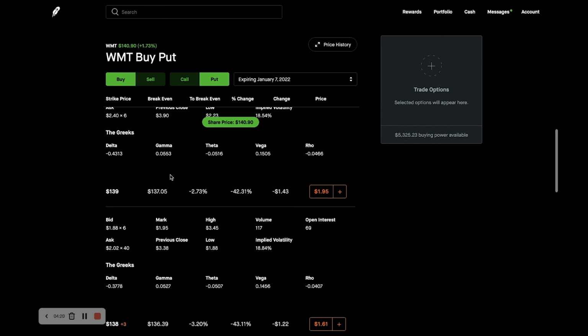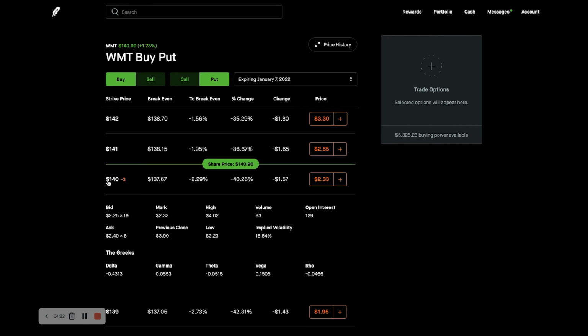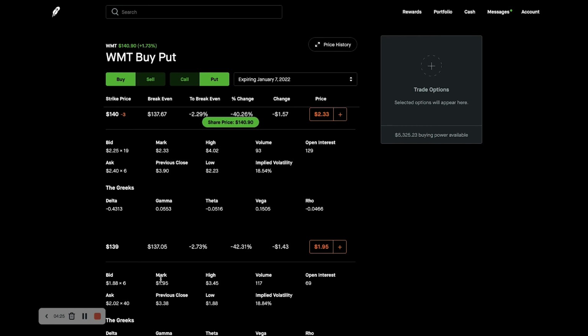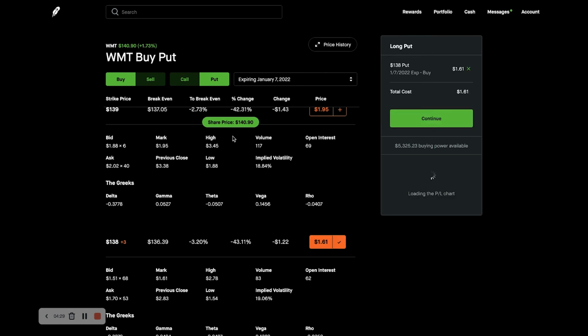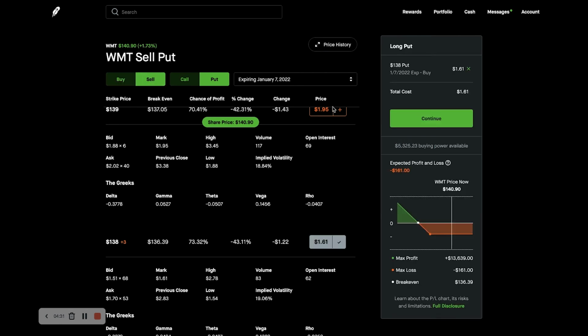So it's only two strikes wide. So the 140s with the 138. So let's go ahead and select these. So I'm buying that one, and I am selling this one.